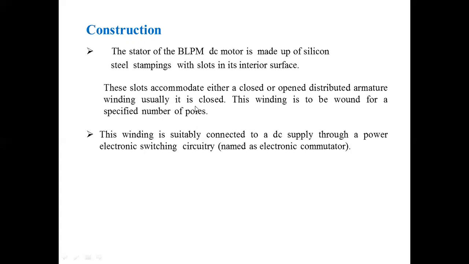These slots accommodate either a closed or open distributed armature winding. Here, usually it is closed. This winding is to be wound for a specified number of poles. Next one, this winding is suitably connected to a DC supply through power electronic switching circuitry, which is named the electronic commutator. We will observe that in the next slides, what the electronic commutator is and what the normal commutator is. These are the construction features of the BLDC motors.